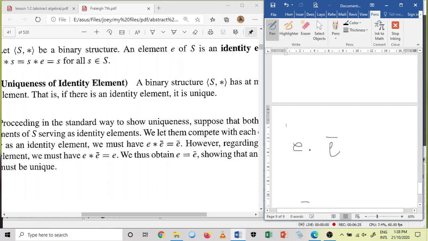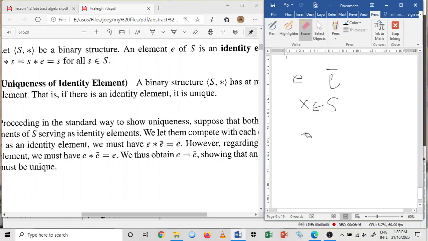There are two such elements, E and E bar, meaning for any element X of the set S, if you operate E with X, the result will always be X. That is, X operation E should be equal to E operation X, and the result should be X.